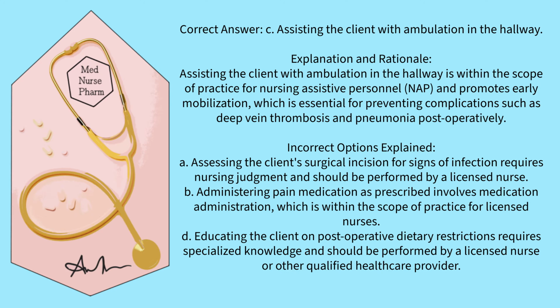If you chose option C, you are correct, assisting the client with ambulation in the hallway. Assisting the client with ambulation in the hallway is within the scope of practice for nursing assistive personnel and promotes early mobilization, which is essential for preventing complications such as deep vein thrombosis and pneumonia post-operatively.